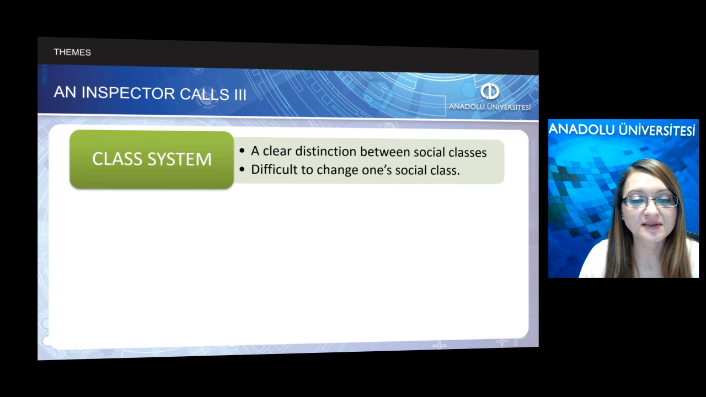The working class members demanded their rights at the time the play was written, and we can understand this from Eva's joining a strike for better pay. However, it is quite difficult to climb the social ladder, and Mr. Birling sees Sheila's marriage to Gerald as a means of becoming a member of the aristocracy, because he believes that if Sheila marries Gerald, who is from the upper class, he might be appointed as a knight.